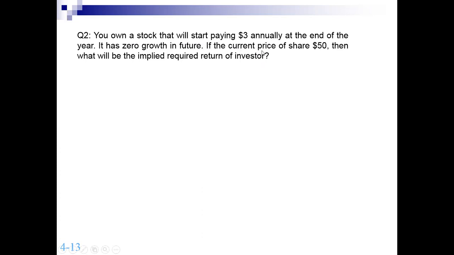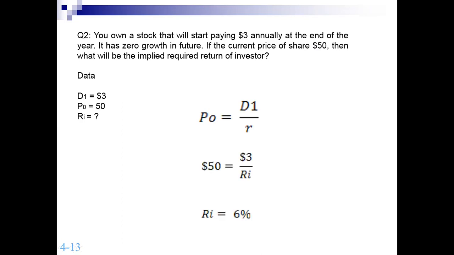So now look, for the current price, we are now familiar with what term should be used. So these are the data which is available. D1 is 3, the price is already given. Since it was the current price, I'm placing it as P naught, and we are interested to find out the required return. So the formula will remain the same. You will just manipulate it and get the answer of 6%.